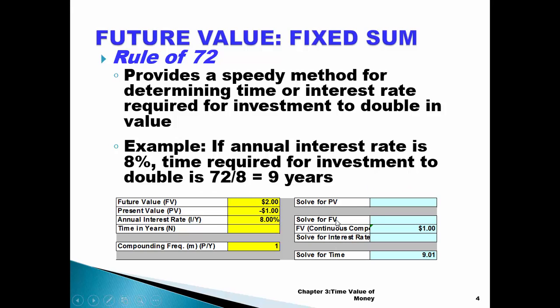Now if we calculate this using the spreadsheet, again, you're going to invest $1, negative 1. It's going to double, so it's going to grow to $2. 8% is the interest rate, and of course the time in years is going to be left blank because we're solving for that. And of course, if you look here to the right, the answer is 9.01 years. So we can see that it roughly takes 9 years for your money to double if you can invest at 8%.